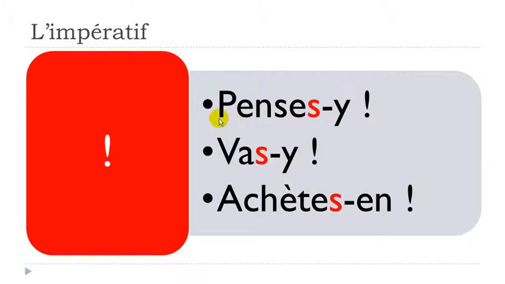So in that case, for instance, remember, pense, from the first group. Normally when you put this imperative, you shouldn't put the S. But if you put this pronoun Y after, then you will have to put back this S just to produce it orally, because you will pronounce it penses-y. So you get to make this liaison. Same thing here, vas-y, all right? And then achètes-en. So that's one important thing if you want to construct this imperative form with pronouns.